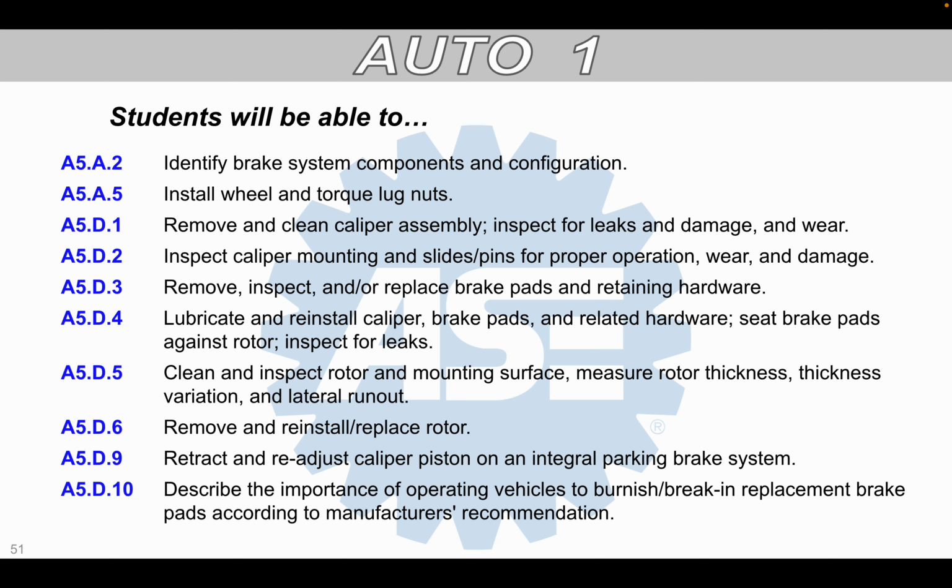Retract and readjust the caliper piston on an integral parking brake system. Describe the importance of operating vehicles to burnish/break-in replacement brake pads according to manufacturer's recommendations. What does it mean when we say burnish or break-in replacement brake pads? What is that process, right? What is the process to break in brake pads? Again, another essential question.